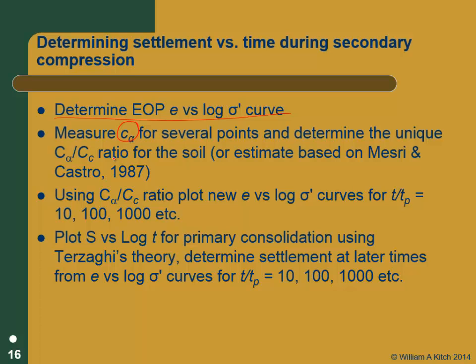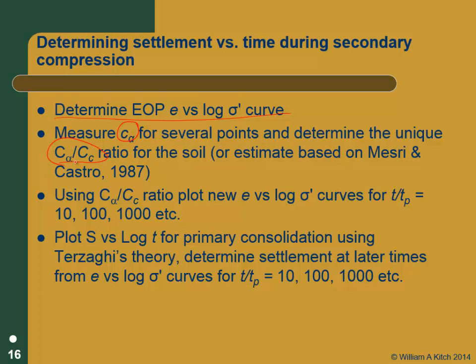You know C sub C from that point in the curve when you're done, and then you're going to calculate the C sub C to C sub alpha ratio, which according to Mesri is unique for your soil. This all assumes that you believe that C sub alpha over C sub C is unique. If you want to, you can estimate it based on Mesri and Kasher.